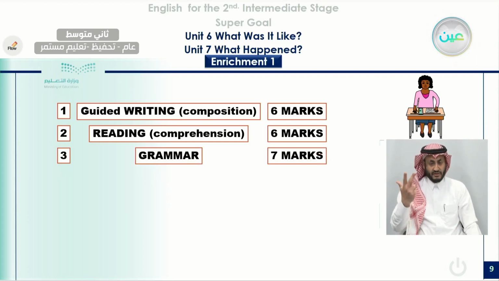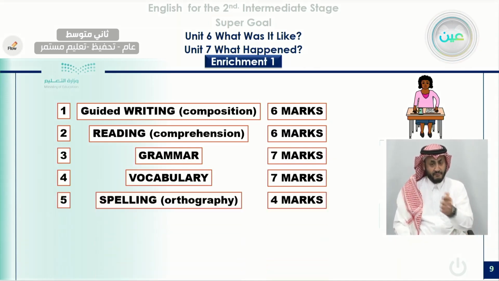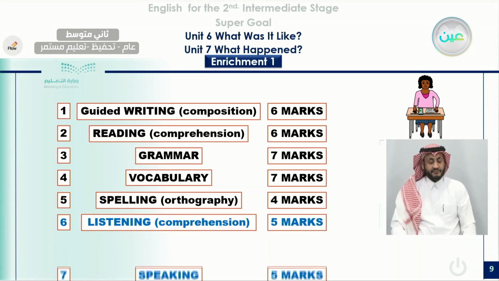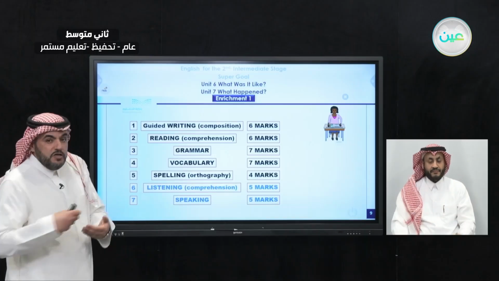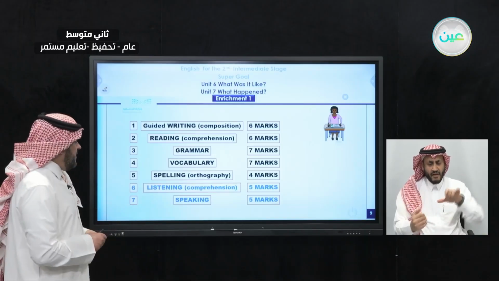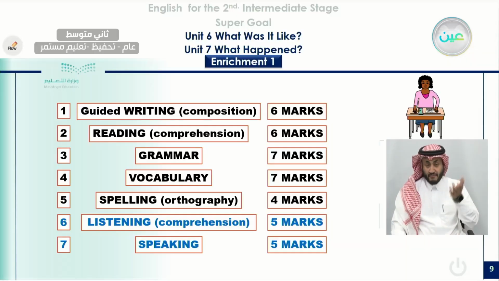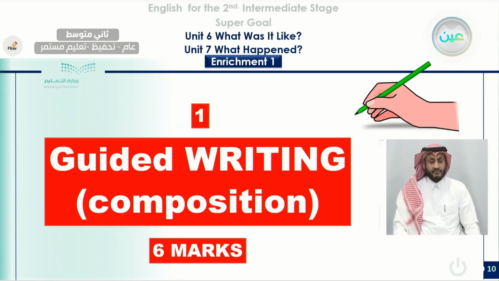Number 3, grammar. It will be in 7 marks. Number 4, vocabulary also will be in 7 marks. Spelling, which is orthography, also will be in 4 marks. Listening and speaking will not be in your final written exam. It will be in a week that is before the final written exam. So as we said, listening will be in 5 marks and speaking will be in 5 marks, but the other written questions or skills will be, as we said before, 5 skills. The total is 40 marks, as we said.